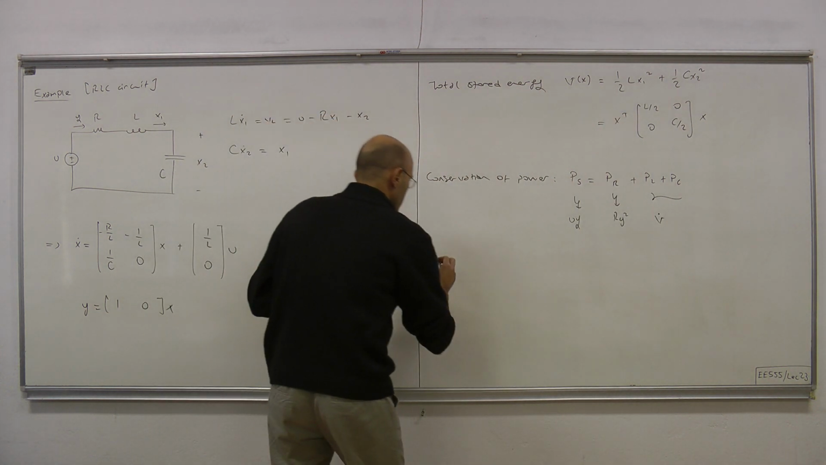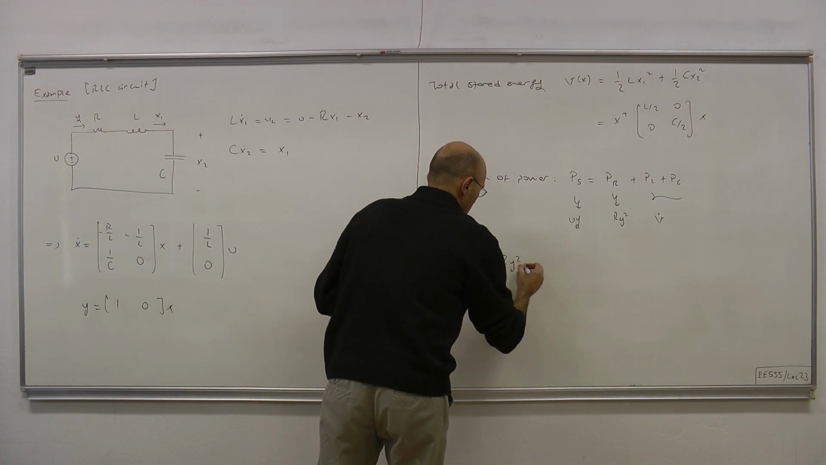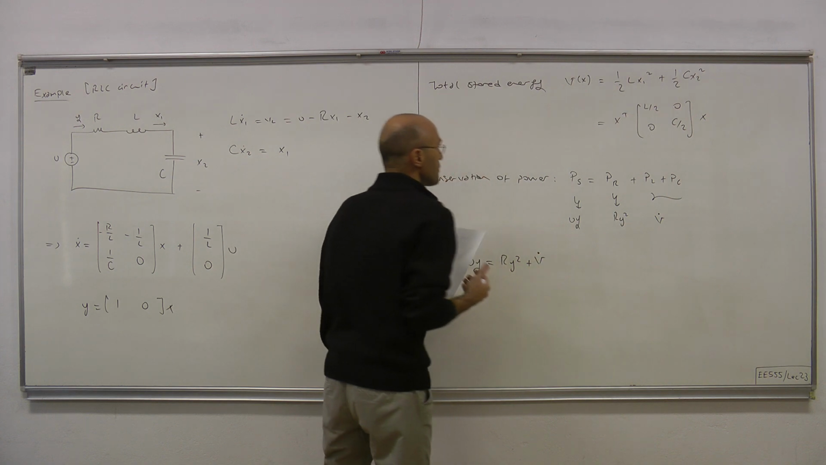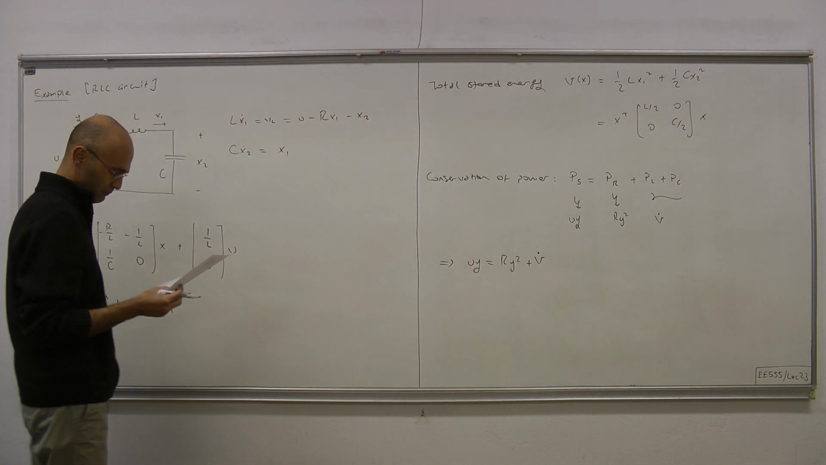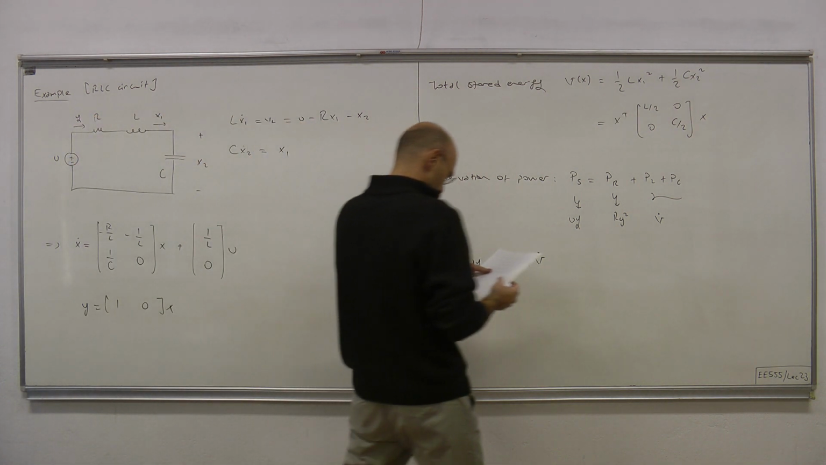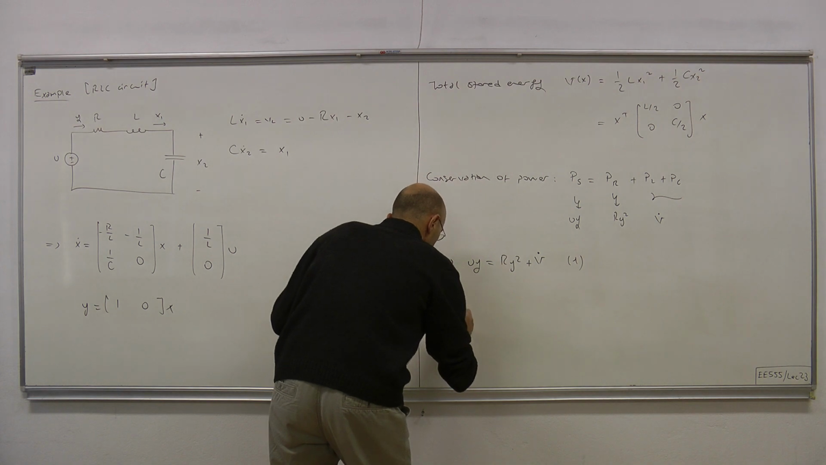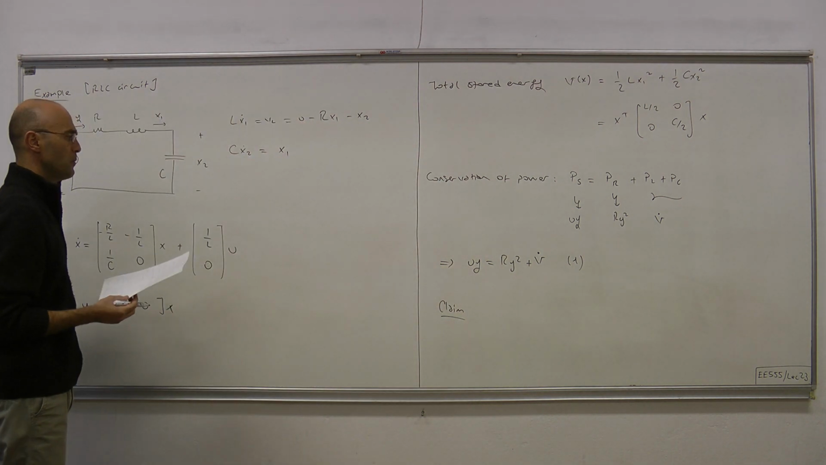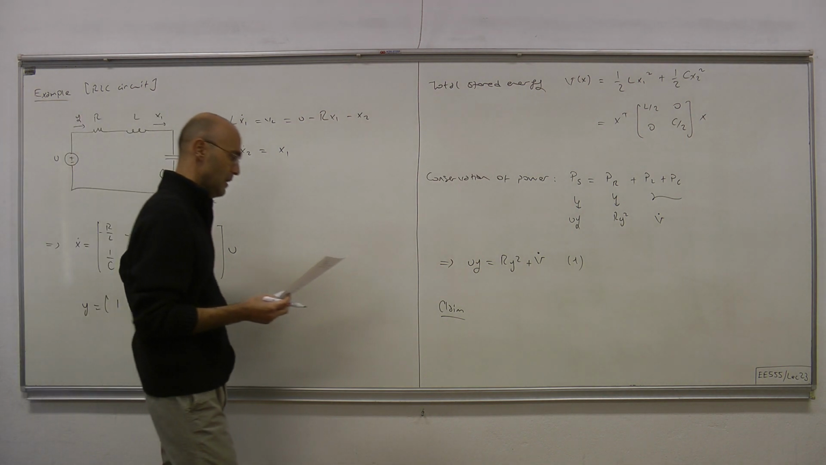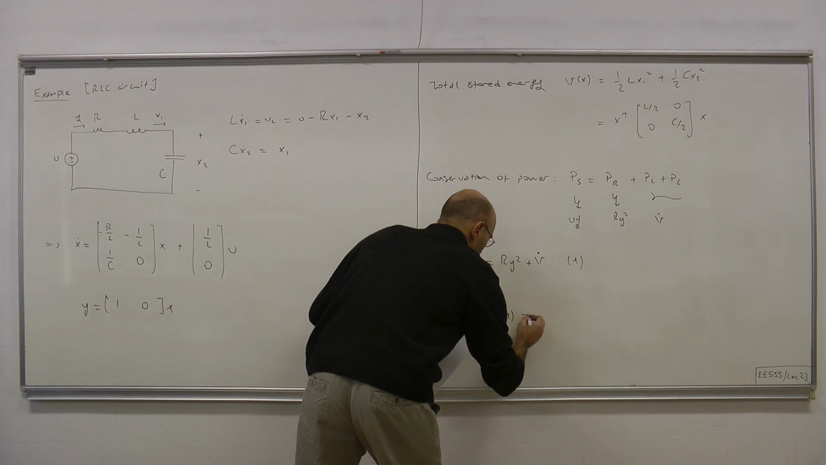Okay. Therefore, what we have obtained is uy equals Ry squared plus V dot, where V is the total stored energy in the circuit. Okay, let's call this one. Here is a claim which we will use, which we will prove using the previous lemma. Claim is the following.